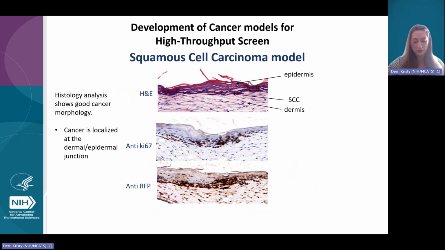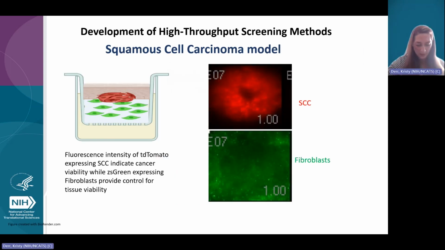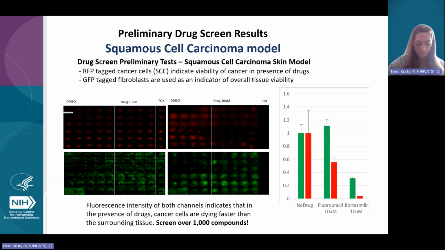Here's some validation to show where the SCC is located within the tissue. We did a Ki-67 and an anti-RFP stain to show the localization of the tumor. And then here's some confocal fluorescent imaging to show the healthy green fibroblast and the red cancer cells. Since we are imaging from the bottom, we need to tag the fibroblast better to see the green. And these results look super promising.